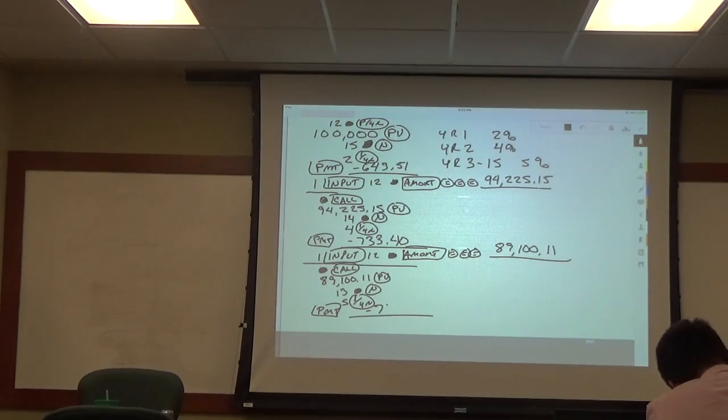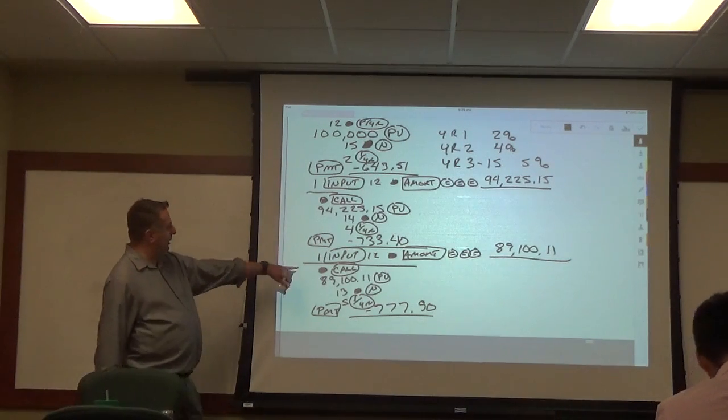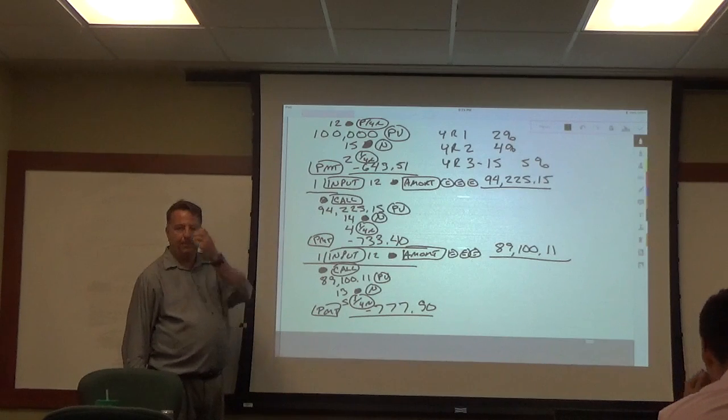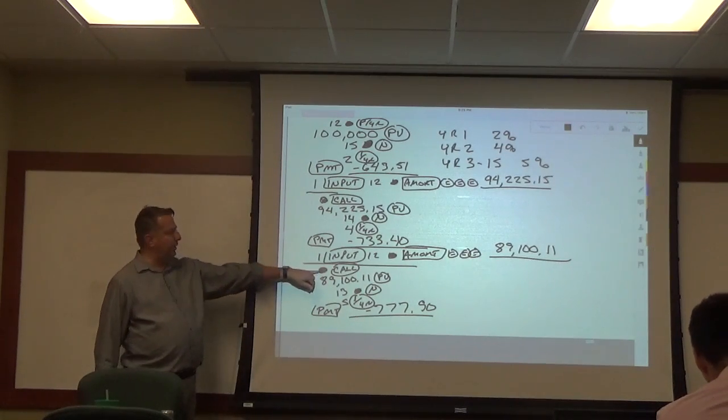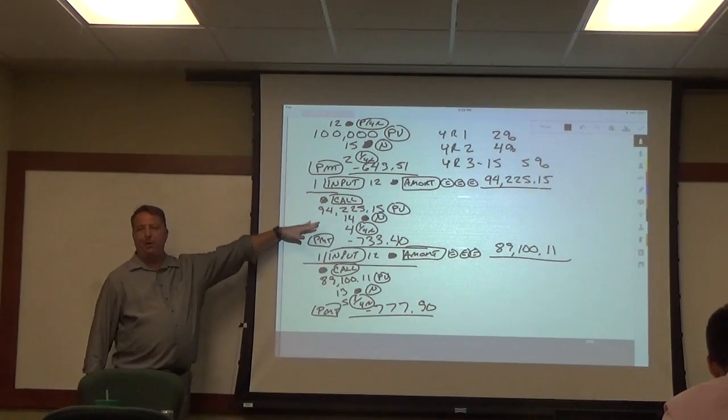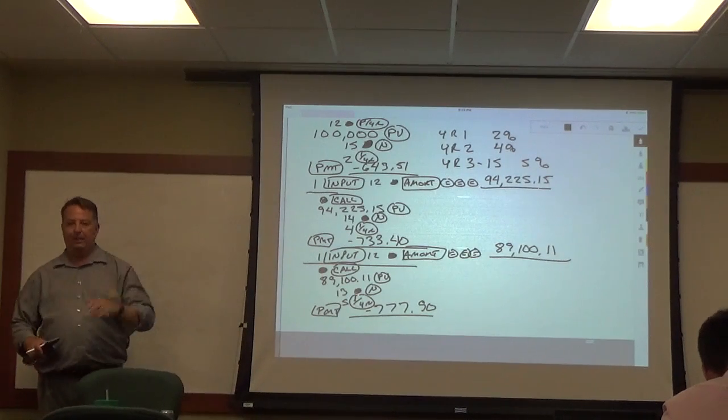Usually gets negative 777.90 rounded. Okay? This is to clear everything out. Shift, clear all. You have to start all over every time. Yeah, because if you don't clear it out, it's going to leave some of the stuff from the previous piece. And you don't want that.